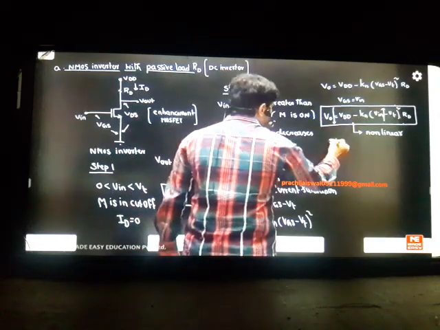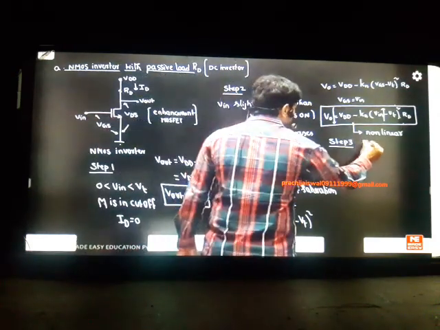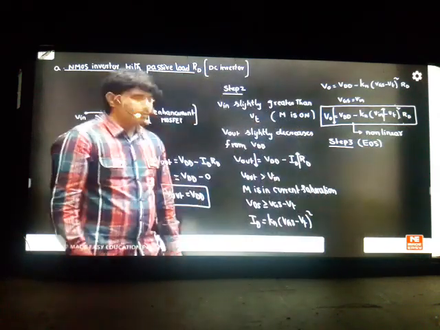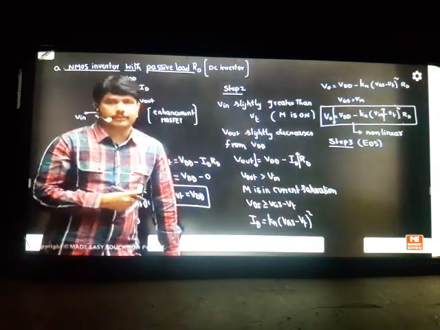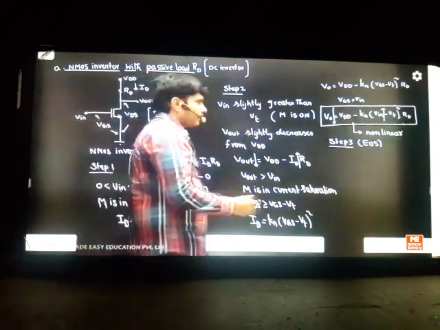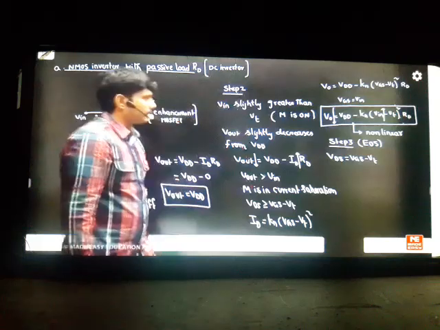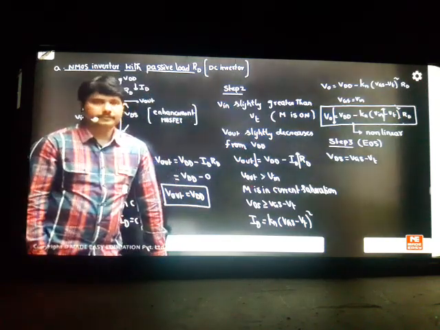What is step 3? In step 3 there will be some boundary called EOS, edge of saturation. So you are traveling in current saturation. After that, compulsorily you have to come to triode. At what position will you get into the triode? For that, the EOS condition is developed. The EOS condition is VDS equals VGS minus VT. This is called EOS, the edge of saturation value, the boundary limit.